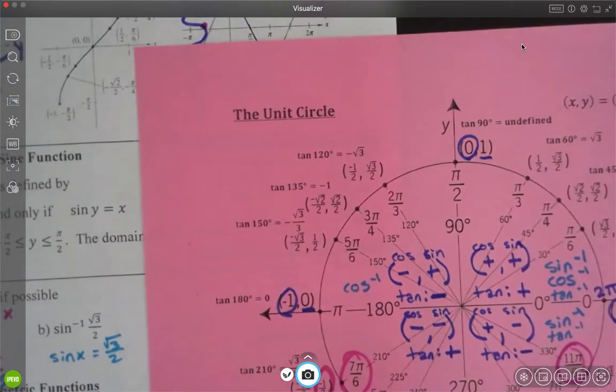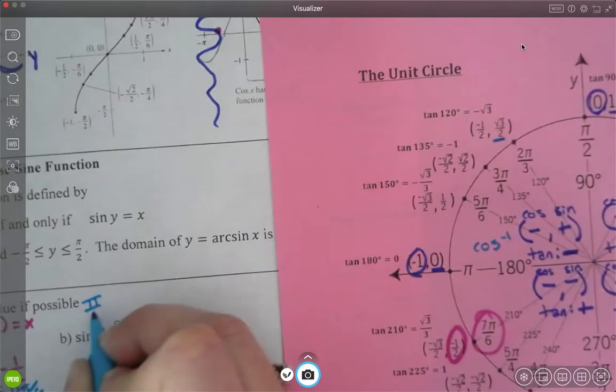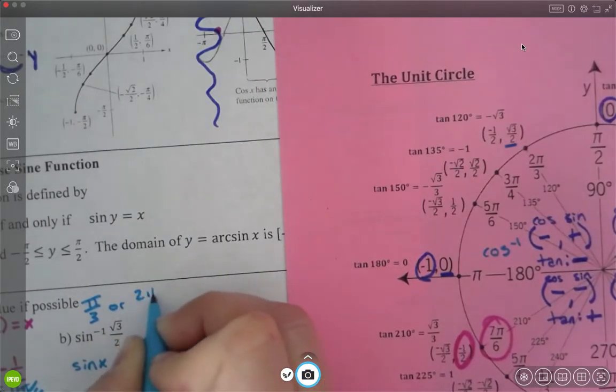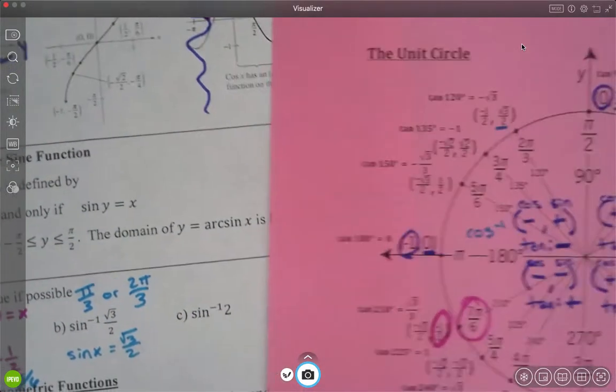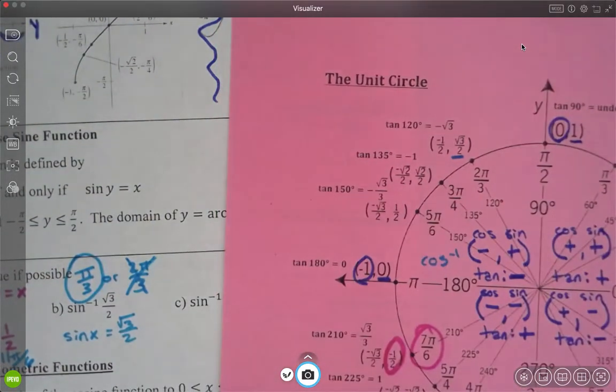Square root of 3 over 2 shows up as where? Pi over 3 and where else? I'm going to do both of them even though you guys know the trick. And 2 pi over 3. So my answers are either pi over 3 or 2 pi over 3. But which one is not in the domain of sine? 2 pi over 3 gets nixed out, so pi over 3 is my only answer.